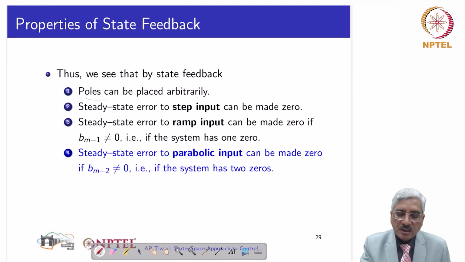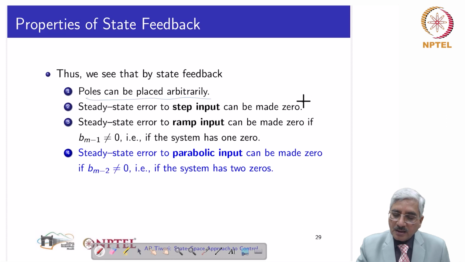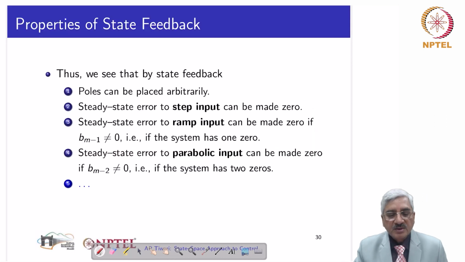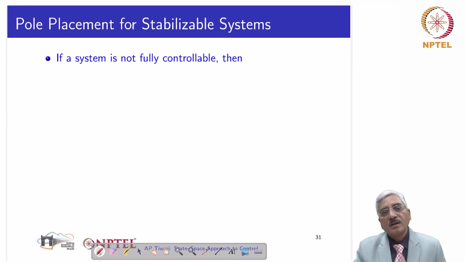First thing is that poles can be placed arbitrarily with the natural restriction of complex poles appearing as complex conjugate pairs. Steady state error to step, ramp, parabolic and other higher order inputs can be made 0. This is the property of the state feedback. This cannot be achieved generally by output feedback. State feedback, I am again emphasizing, is much more powerful compared to the output feedback.